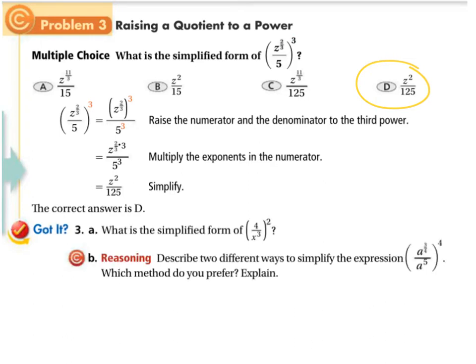Now, what's your got it problem? Okay, what is the simplified form of this? And describe 2 different ways to simplify this. And which method do you prefer? I'm going to talk about both of those methods, and I'll show the answer after you pause it and attempt your answers. This is a really good one, especially this reasoning problem, because you should be aware that there are 2 different ways that you could do this. So work on those, pause this, unpause it when you have answers, and I'll go over it.